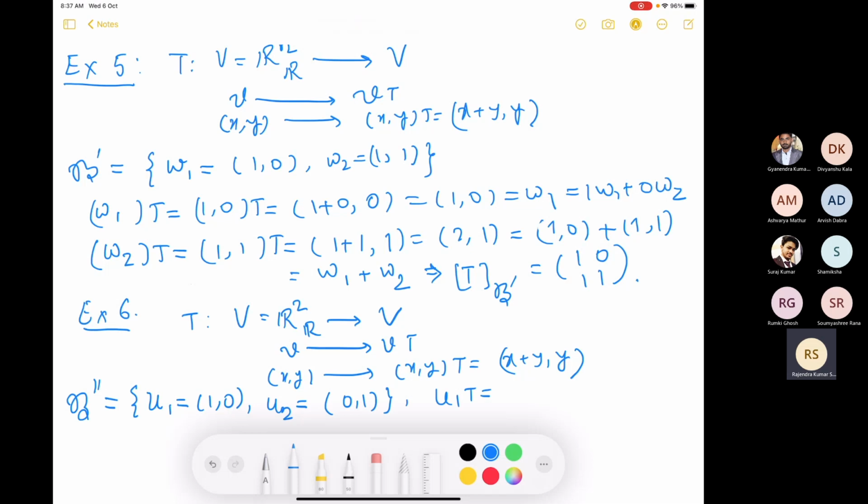Then U1T is, as we had seen, is U1. So this is 1 U1 plus 0 U2. And then U2T. U2T is (0, 1)T. Sorry, I should interchange actually. Let me interchange. Let us take this to be (0, 1) and this as (1, 0). Okay, so this becomes (1, 1). U1T becomes (1, 1).